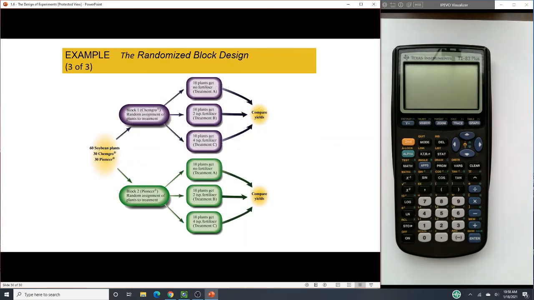All right, so here's how this would go. We would break things into block 1, the Chemgrow, and the Pioneer, and then we would break those things down into our treatments A, B, and C and compare the yields. And we could probably even go further and compare the yields of each block to each other as well.